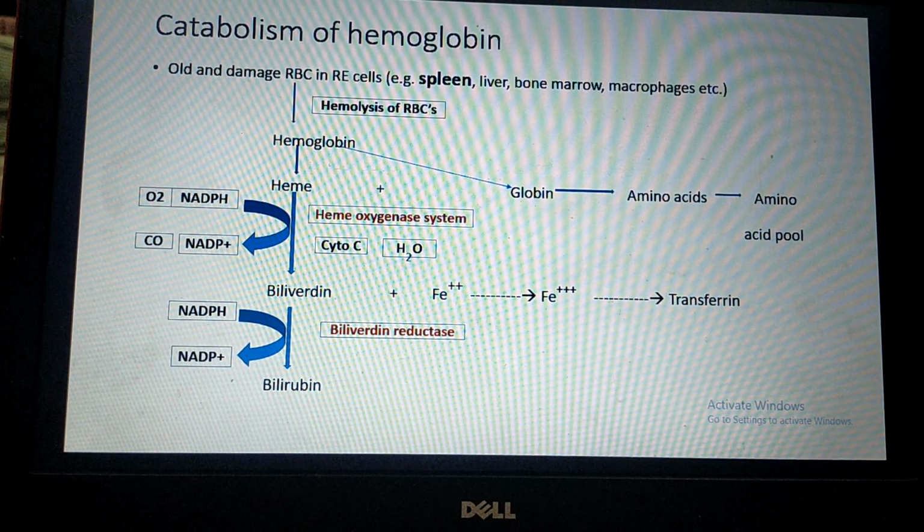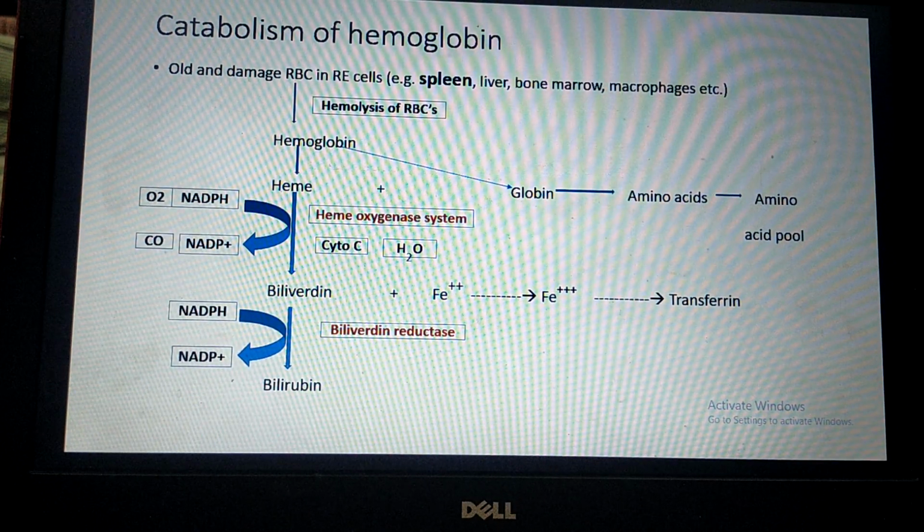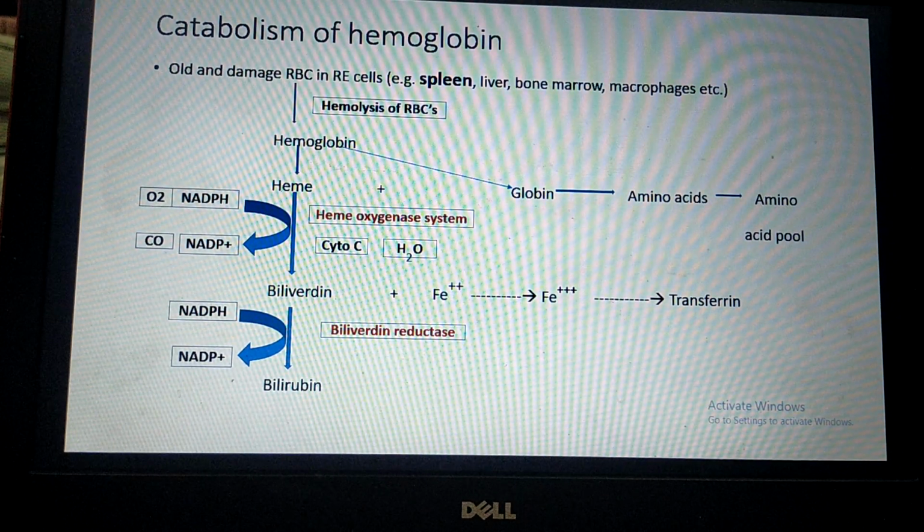When heme is catabolized, the iron present in the heme is removed. It gets converted into ferric form, and that ferric form is taken up by a protein called transferrin. In this way, the catabolism of hemoglobin takes place. The end product is bilirubin, and this is formed in the reticuloendothelial system, mainly in the spleen. So bilirubin is formed in the spleen mostly.